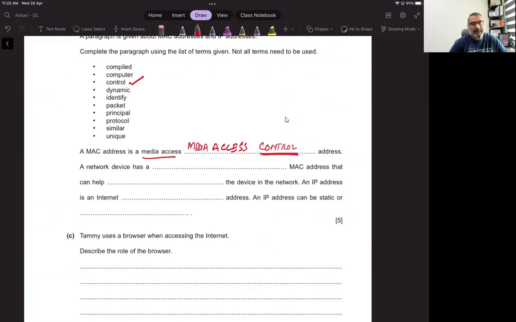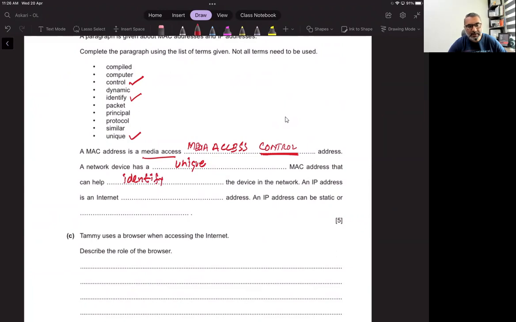A MAC address is a media access control address. A network device has a unique MAC address. This MAC address is unique all over the world, not in one network, it is unique all over the world. So a network device has a unique MAC address that can help to identify the device in the network.